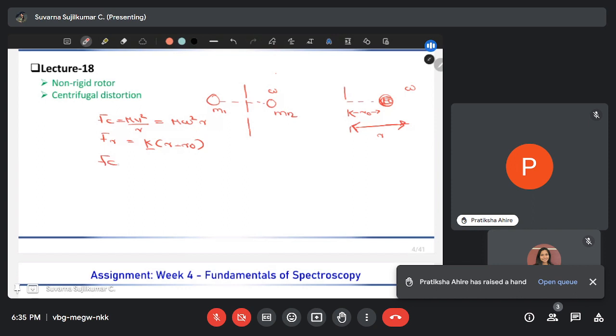So at equilibrium, Fc is equal to Fr, right? So we can equate these two equations: mu omega square r is equal to k into (r minus r0). From this, we can arrive at an equation for r, which is given by k r0 divided by (k minus mu omega square).